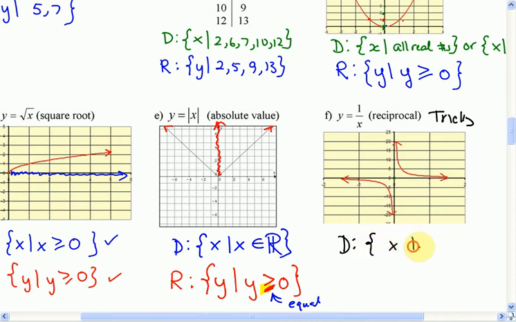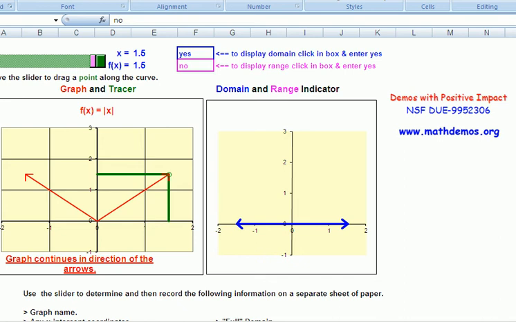Did someone say all real numbers? How many of you wrote that down? Be honest. You were going to. Okay. If you did, you're almost right. Okay? It's almost right. Let's take a look why. Let me go back to here. Let me show you the reciprocal one.